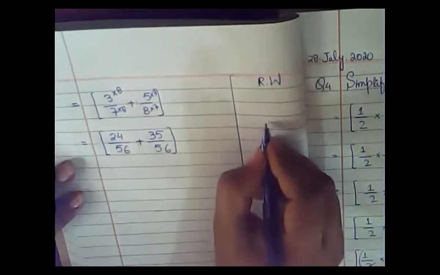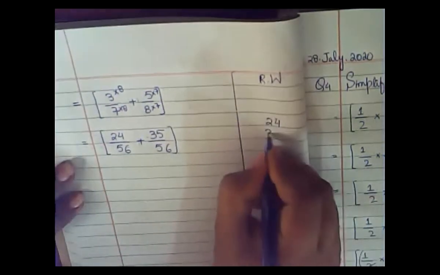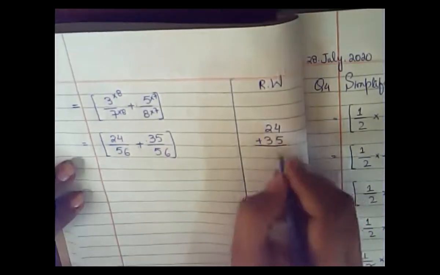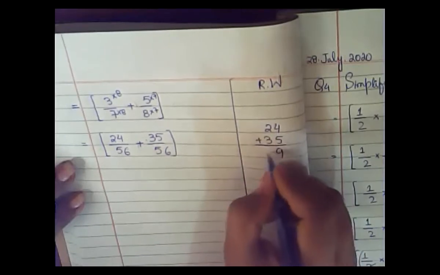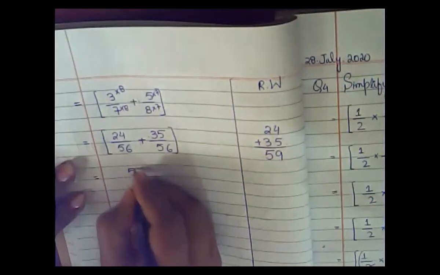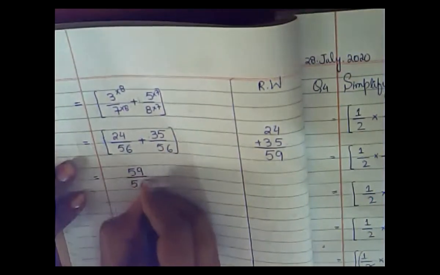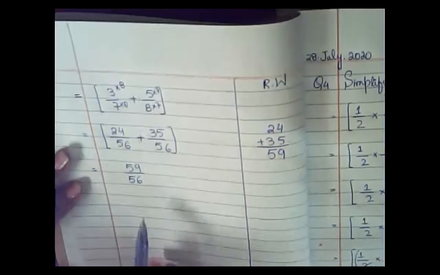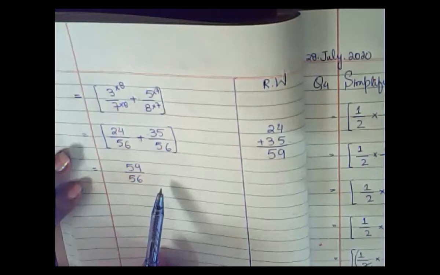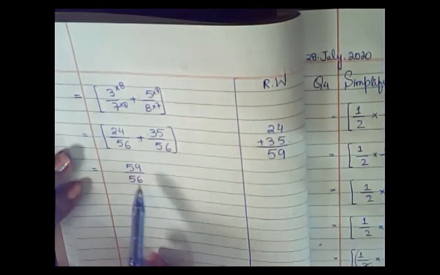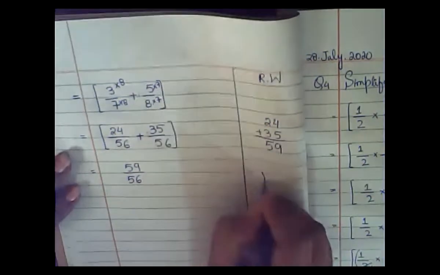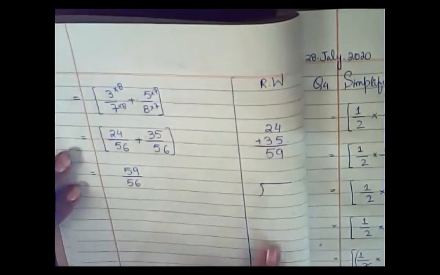In the working column, simply add your numerators, 24 plus 35. So what will it become? 4 plus 5, it will become 9 and 3 plus 2, it will become 5. So what will be left here? 59 upon 56. Now I'm not going to place the square bracket here because it has been completely solved here. Now I'm going to convert this 59 upon 56 into a mixed fraction in the working column. This is a must.